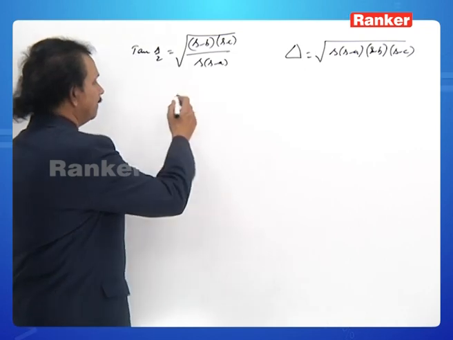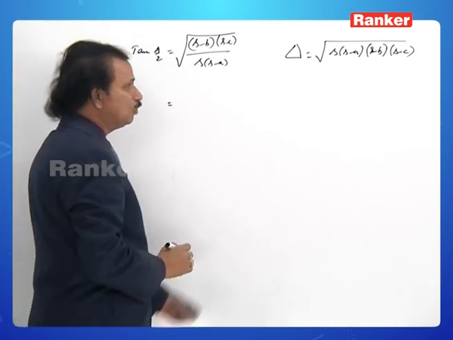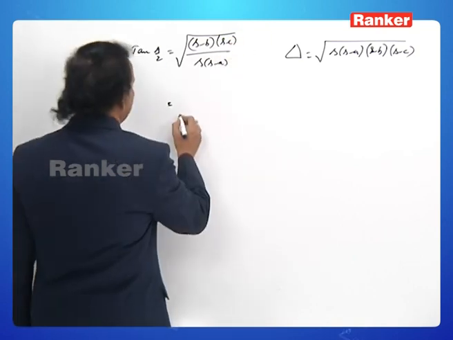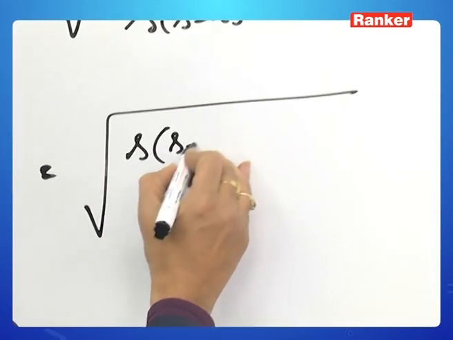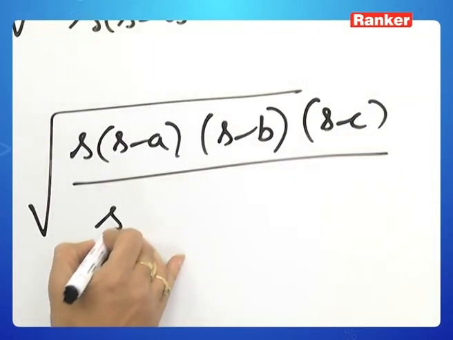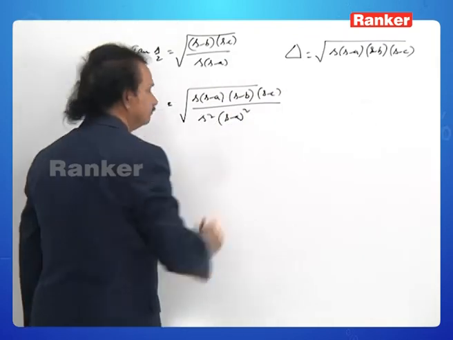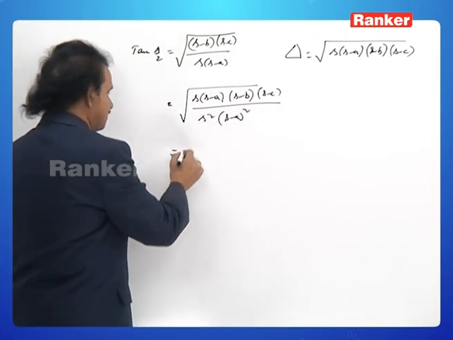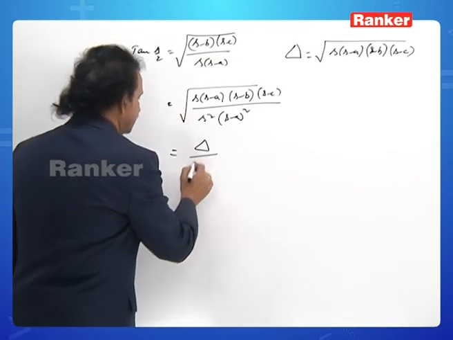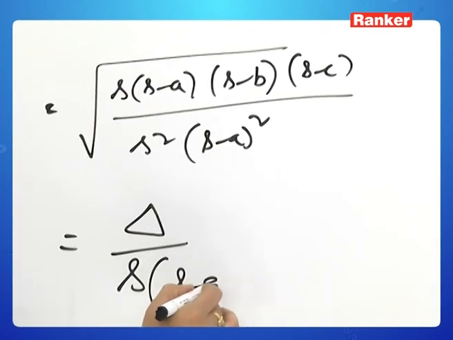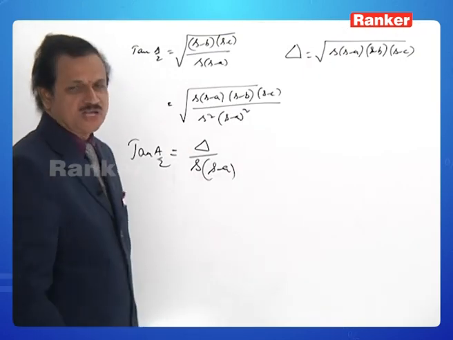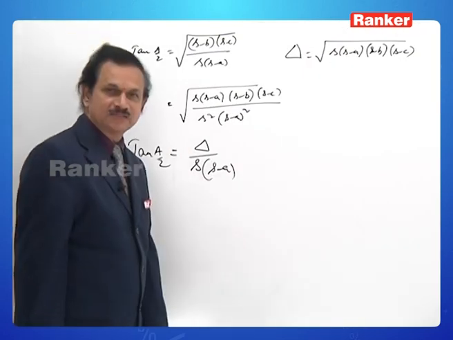Okay, look here. This can be written as, you multiply with S into (S minus A) on both numerator and denominator. What is going to happen? S into (S minus A) into (S minus B) into (S minus C) by S square into (S minus A) whole square. Well, my dear, please observe the numerator. It is just nothing but delta, isn't it? By root of S square is S, and the root of (S minus A) whole square is (S minus A). So the simplified formula of tan A by 2 is equal to delta by S into (S minus A).